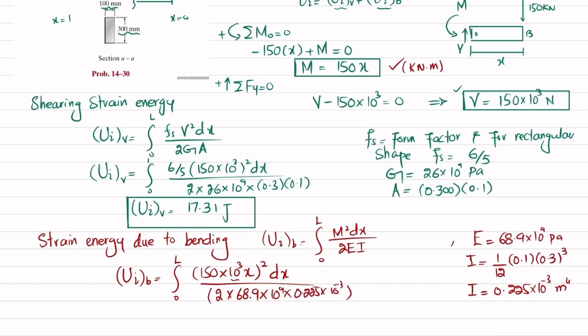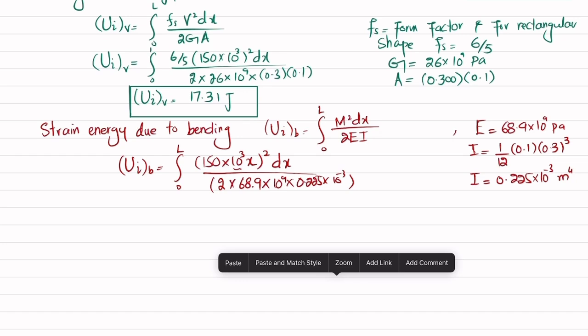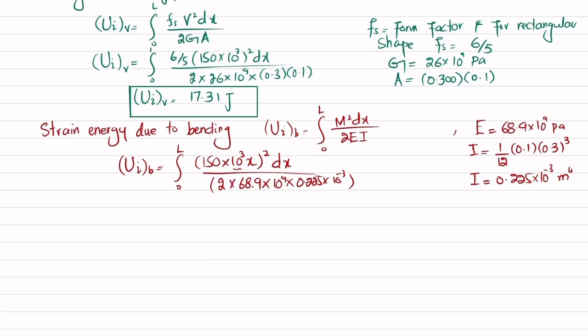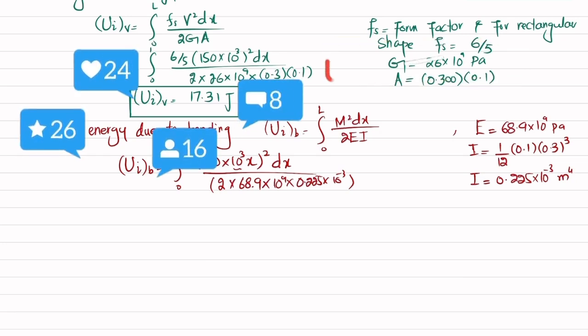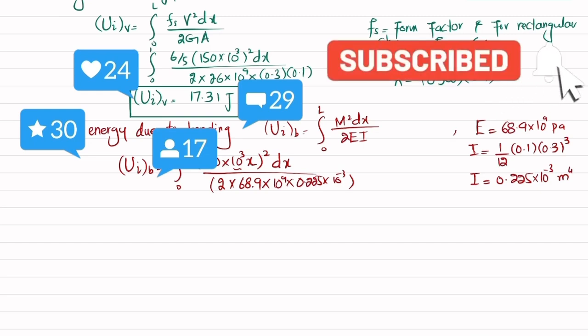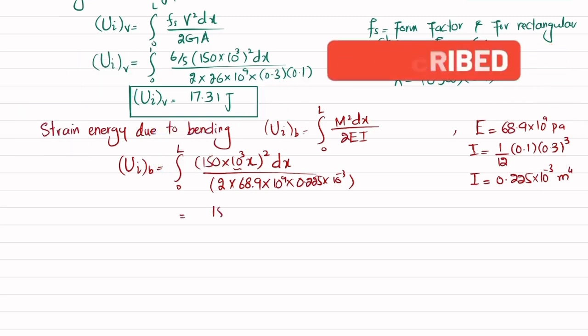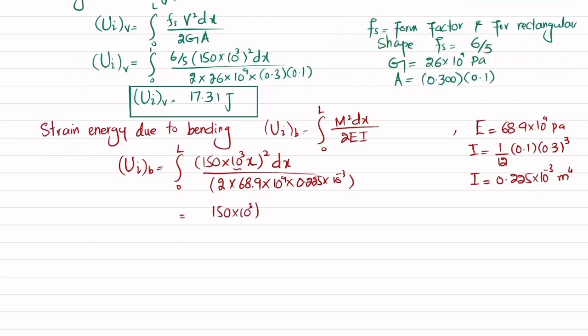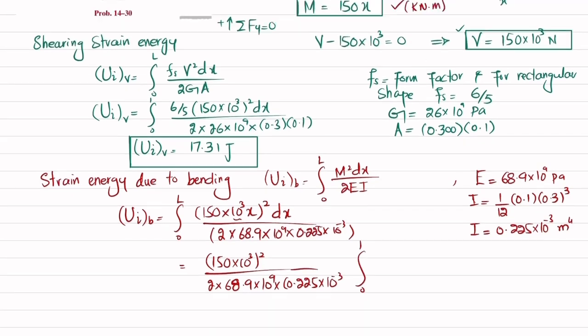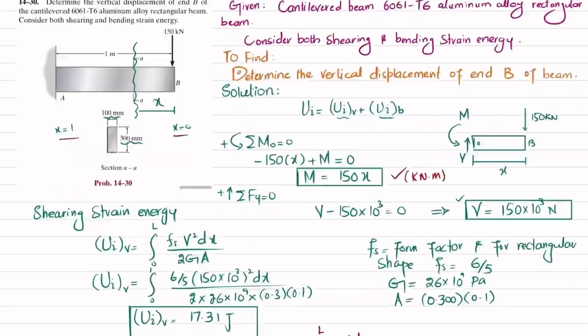Okay. Now, if you further simplify it, if you take all these constants, you will get 150 into 10 to the power 3 whole square divided by 2 multiplied by 68.9 into 10 to the power 9 multiplied by 0.225 into 10 to the power minus 3, integral of 0 to L, and L will be 1 because you can see X starts from 0 till X is equal to 1.